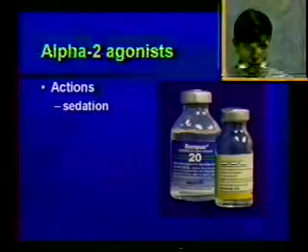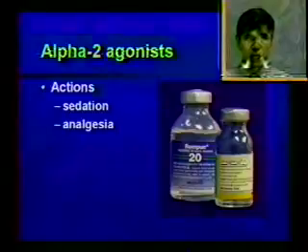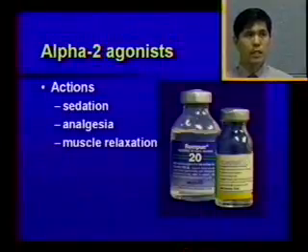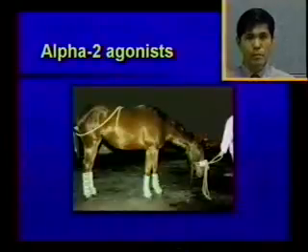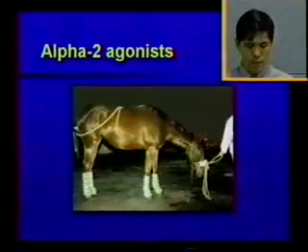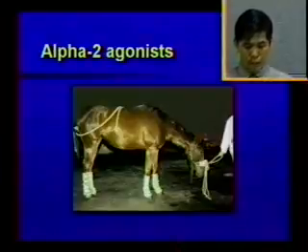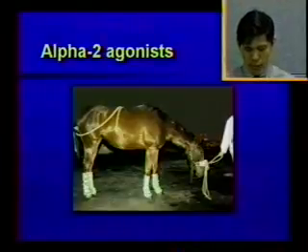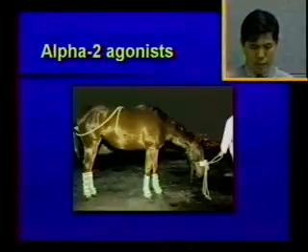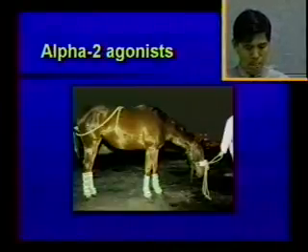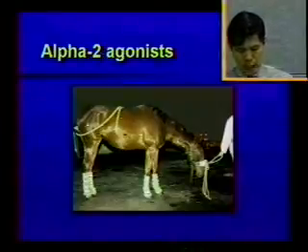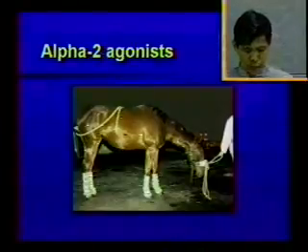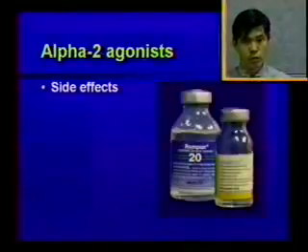They cause sedation. They provide analgesia. They provide good muscle relaxation. This is just a picture of a horse that just received psilocin. As you could see, the head is down because the animal is sedated, as well as there's muscle relaxation. And if you give acepromazine in a horse, it may be swaying kind of side to side because of the muscle relaxation.